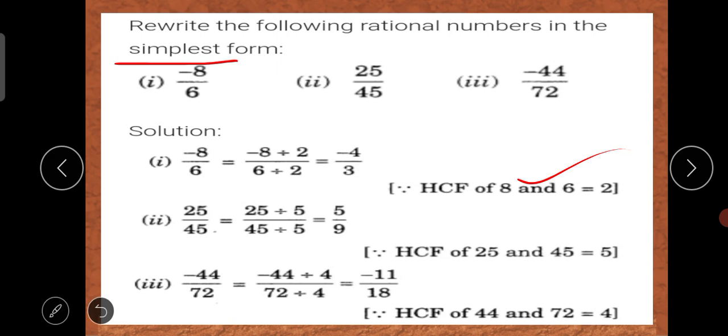Next, see 25 upon 45. Now 25 and 45 are both divisible by 5 because in the unit place it is 5. So when we divide by 5, we will get 5 upon 9. Okay. So this is the lowest term, or the simplest form. Minus 44 upon 72: now 44 and 72 are divisible by 4. So when we divide, we will get minus 11 upon 18. Okay.